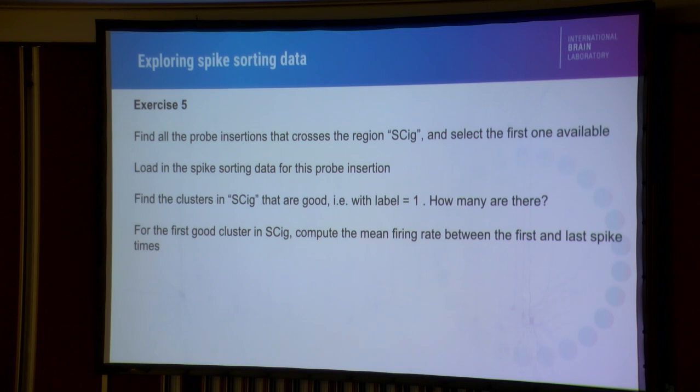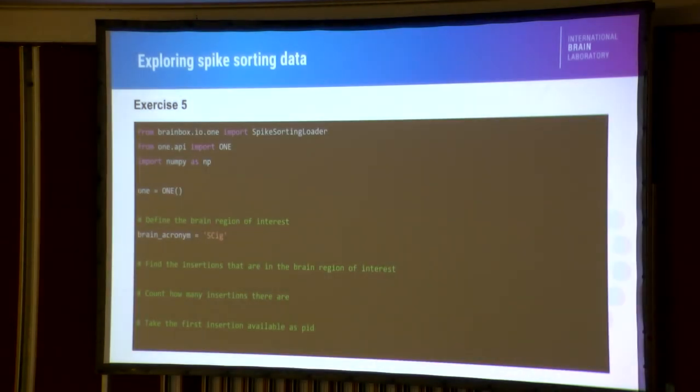This exercise is divided into 3 code cells, and we're going to go through each one by one. First, the first cell is to find the insertions that are in the brain region, count how many insertions there are, and take the first one available as PID. I give you 1 minute to do this.